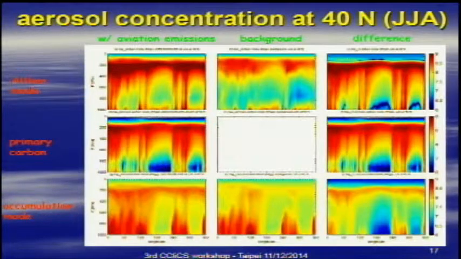This is the Aitken mode. Basically, you're looking at the increase by aviation soot. And this is black carbon. The background field doesn't have a black carbon mode. So that tells me the aviation aerosols must be brought down by the circulation of the atmosphere. So there's an increase in the aerosol number concentration due to aviation aerosols.